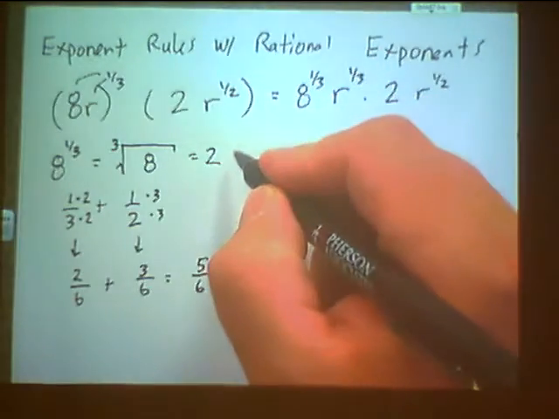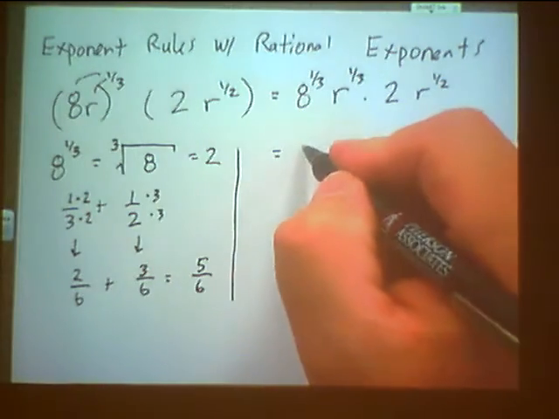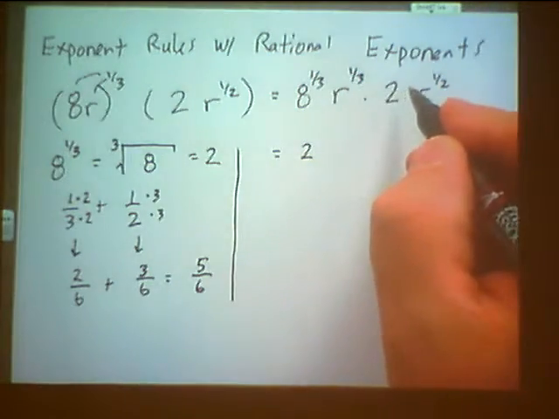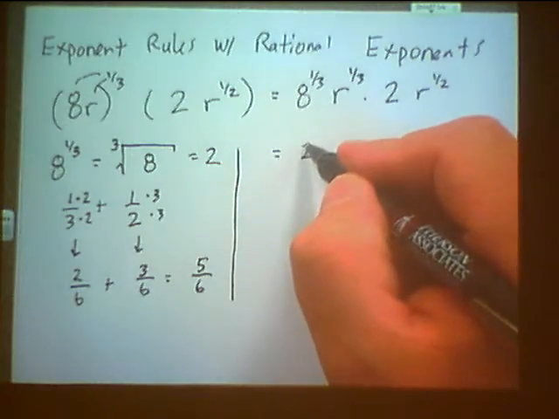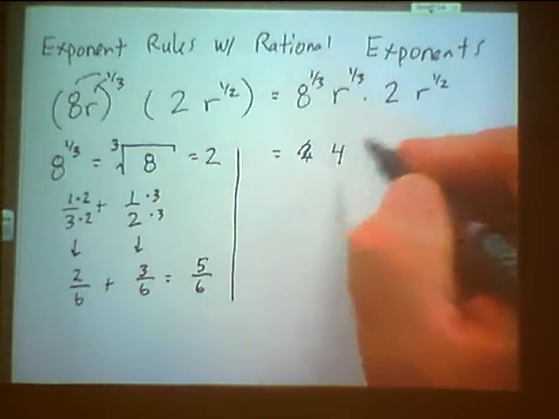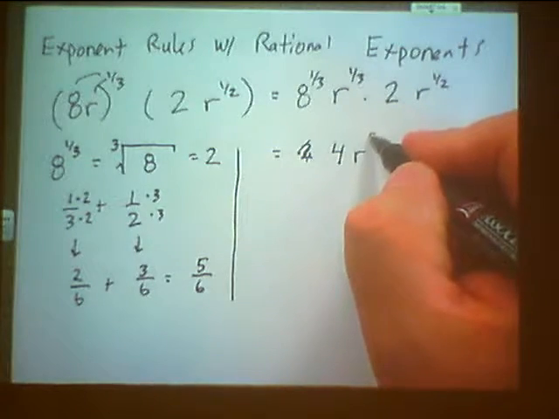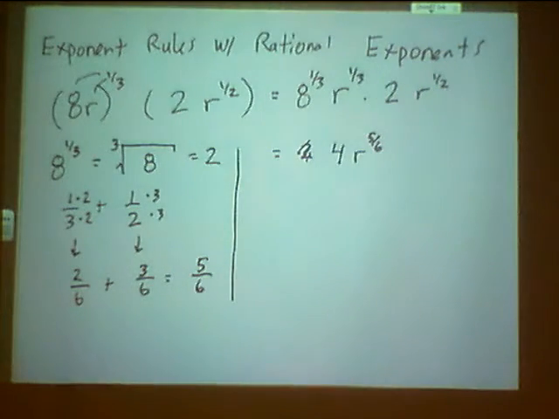So now if I go back up here, 8 to the 1/3 is 2. Well, let's just save a step. 8 to the 1/3 is 2 times 2 is 4. r to the 1/3 times r to the 1/2 is r to the 5/6. All right, so the key is we're still applying the exponent rules we've already been using, except now we have some rational exponents.